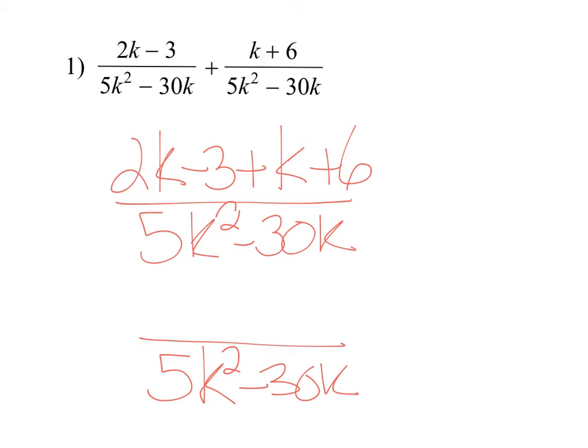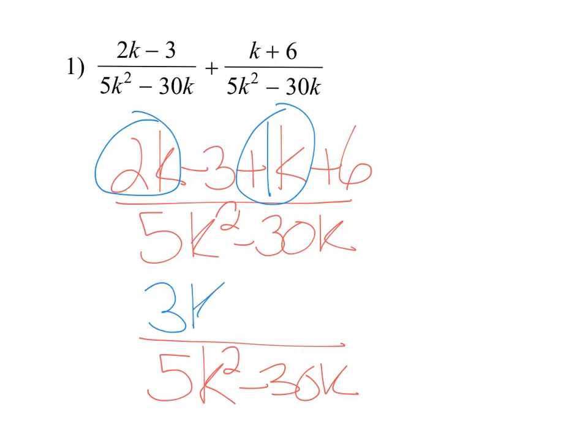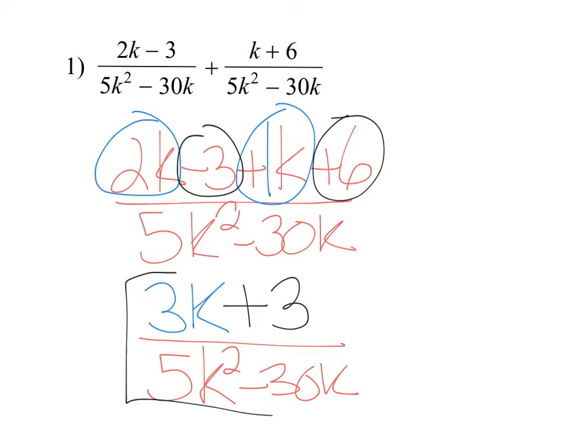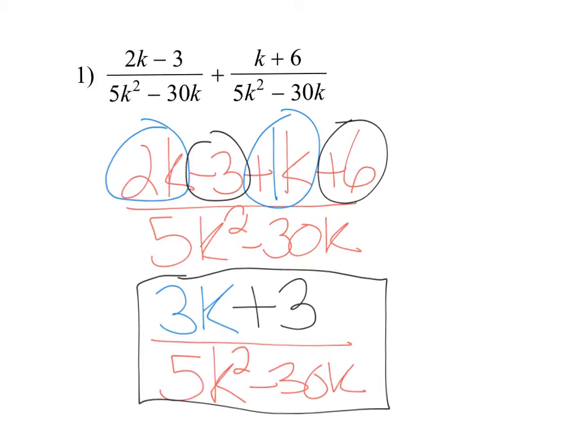And we're just combining like terms on the top here. So we have 2k plus 1k. If you want to put that 1 in, please do so. Which gives us 3k. And we have negative 3, make sure the symbol before it goes with it, plus 6, which is a positive 3. And that's it. That's your answer. Okay? And that should hopefully lead you into, well, what happens if the denominators are not the same?